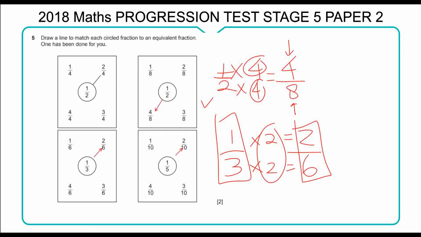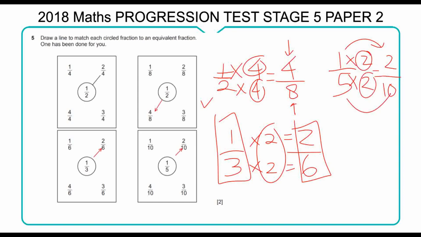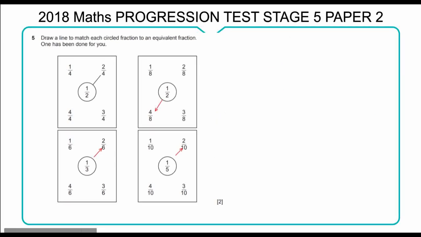While the last one, 1 over 5, is equivalent to 2 over 10. How do we get that? 1 to go to 2, we have to times by 2. So the bottom, we have to times with the same number, 2. And that's how we got 10. So 1 over 5 is equivalent to 2 over 10. Let's move on. So next question.